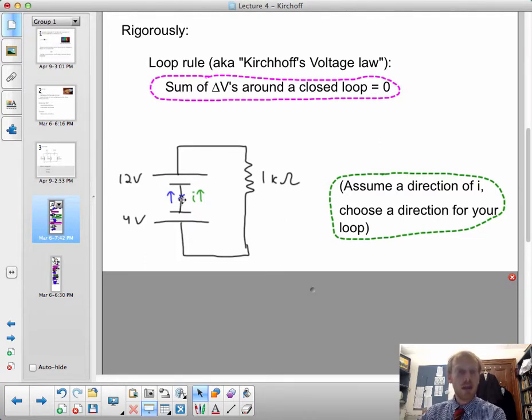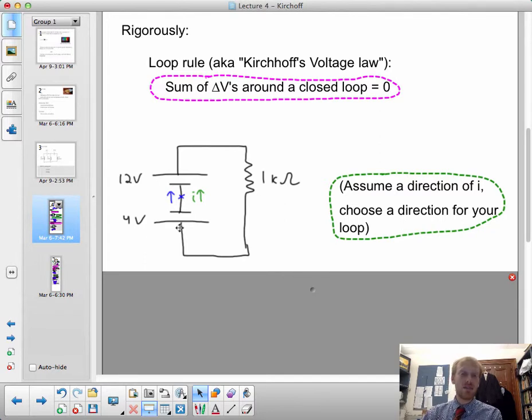I'm going to start by making two arbitrary choices. And I want to really draw attention to the fact that these are two separate, both arbitrary choices. I'm going to assume that the current flows in this clockwise direction. And maybe that makes sense because I can tell that the 12-volt battery is going to win. But it is actually an arbitrary choice.